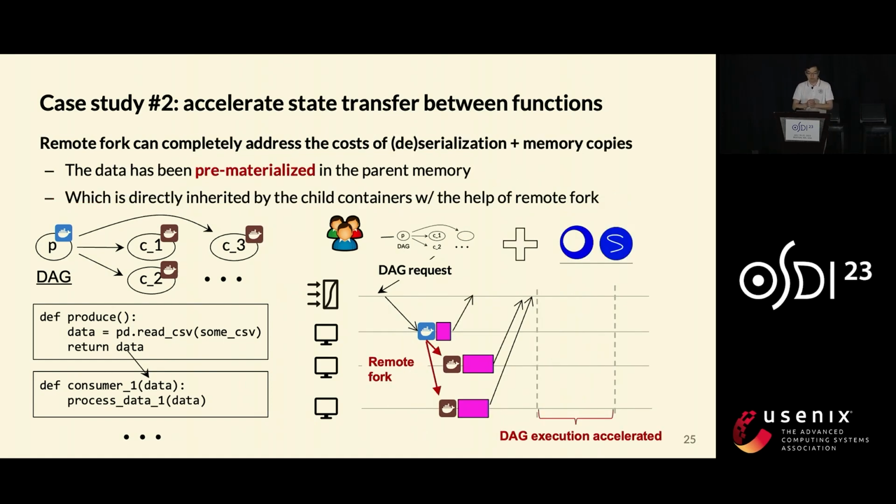But what if we bring Mitosis to serverless workflows? Specifically, what if we start the consumer function's container by forking the producer's container? Since the transferred data has already been pre-materialized in the parent container, there is no need for serialization and deserialization. In other words, we make state transfer for serverless functions optimal, even across nodes.